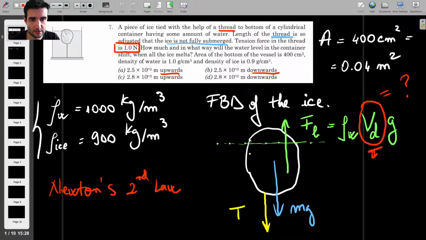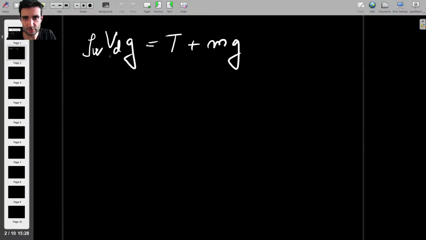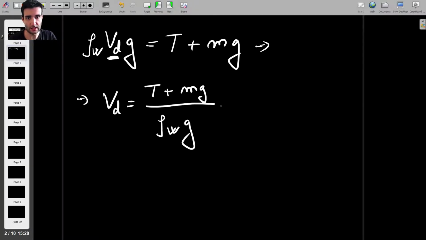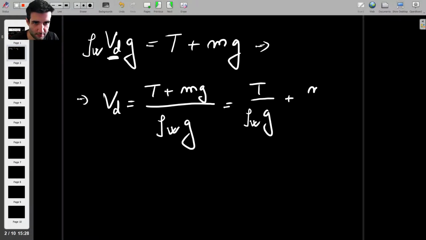Because it's the displaced volume we're interested in, I am going to extract that from here. So the displaced volume is (T plus mg) over (rho_w times g). And if you want, you can split the fraction. I'll do that because it's going to become simpler later. That's going to be T over rho_w g plus m over rho_w. And that's it.